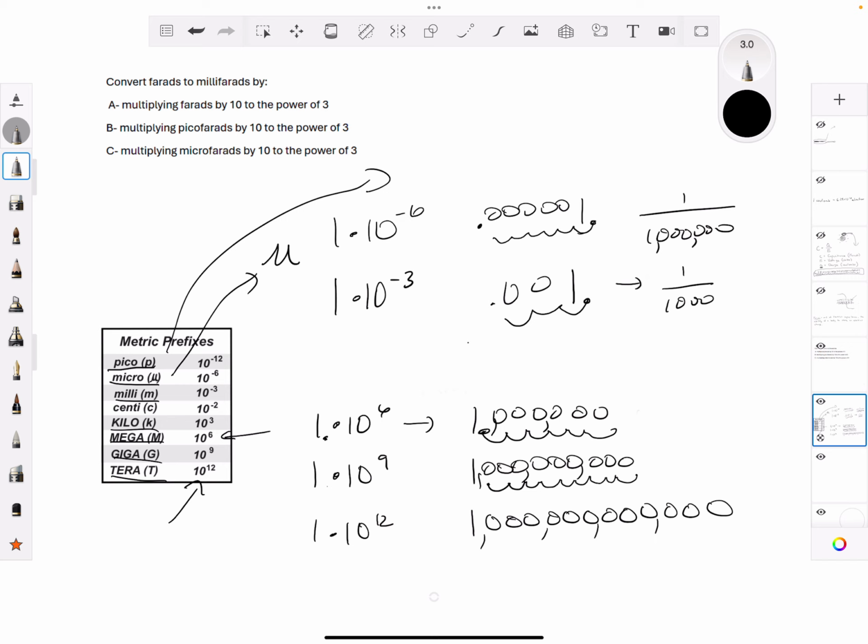So that's how you do this problem. I know it's kind of a long explanation, but here we go. We have the farad. So I'm converting 1 farad. So I have a whole, just like we had that whole meter. And I want to convert it to millifarads. So how do I do that? I multiply my farad by 10 to the power of 3, or by 1,000.